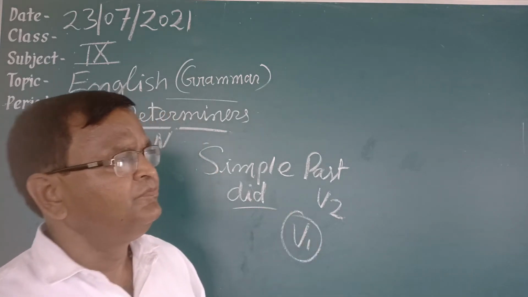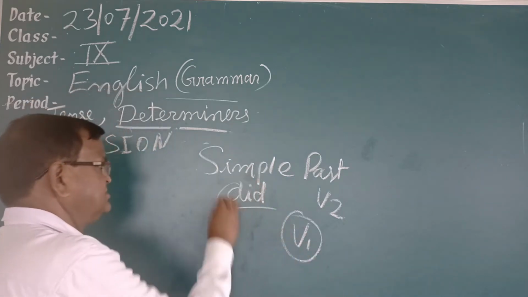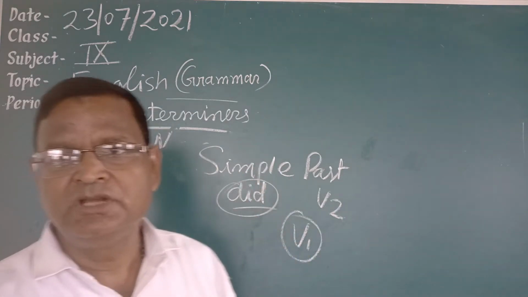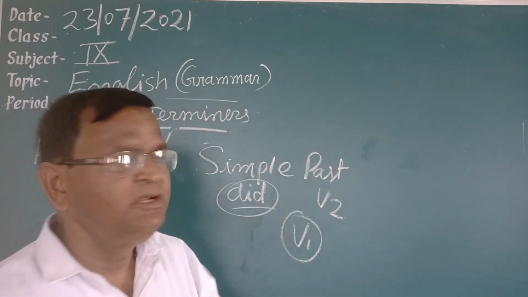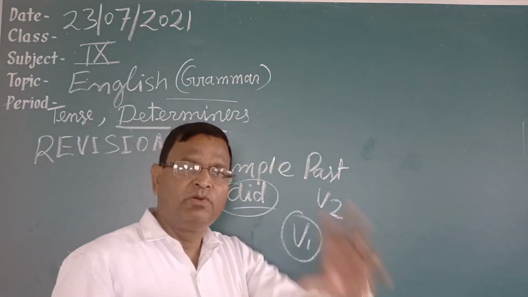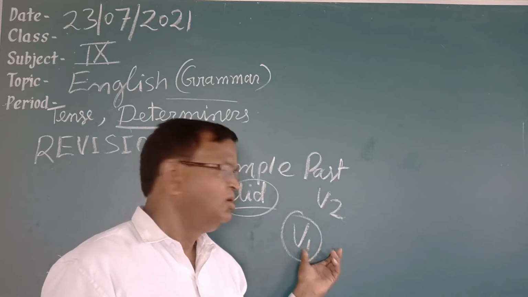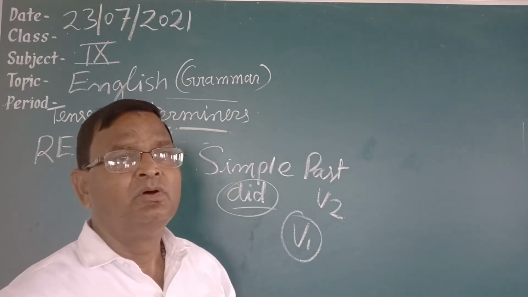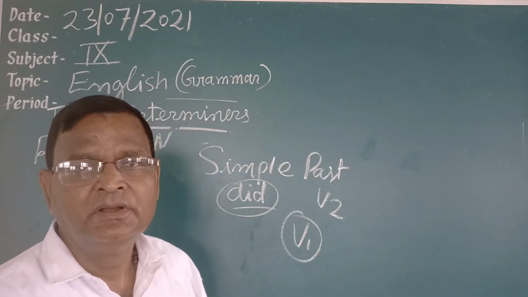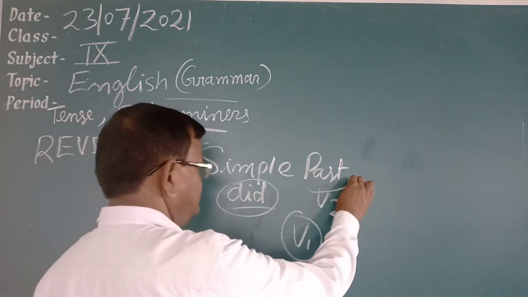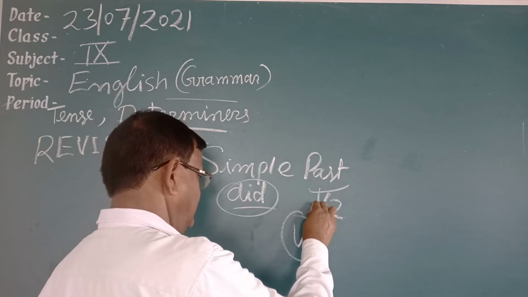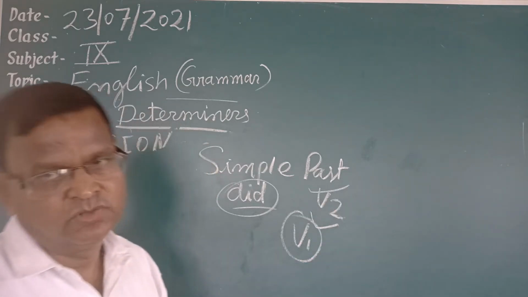Even interrogative, did is written at first. Did you sleep? Did they come? Did you take tea? Like that. If interrogative words come first, like this. Where did you go? What did he eat? Like that. In this way, students, in simple past, in positive sentence, second form of the verb is used, and in negative and interrogative, first form of the verb is used.